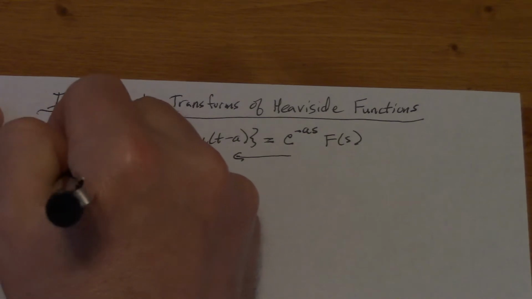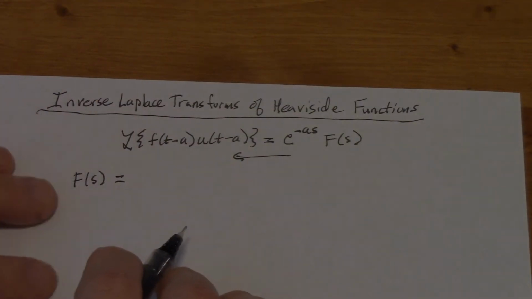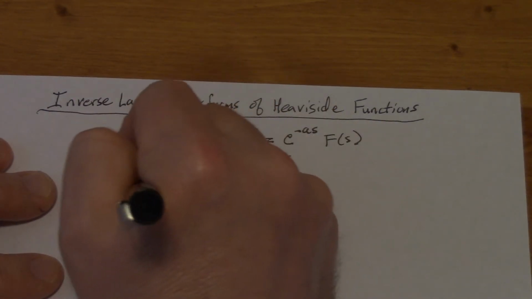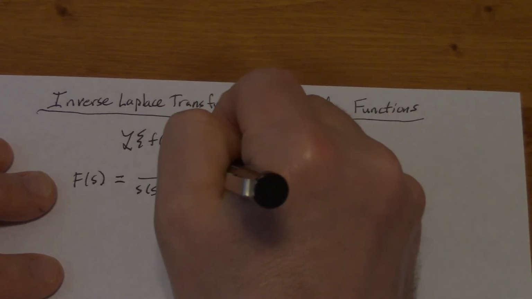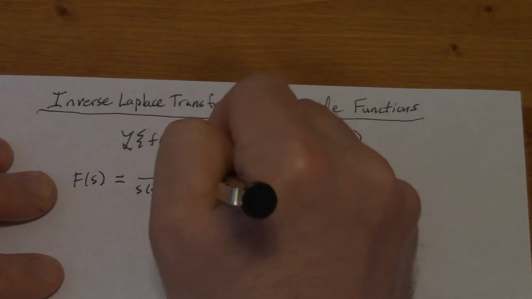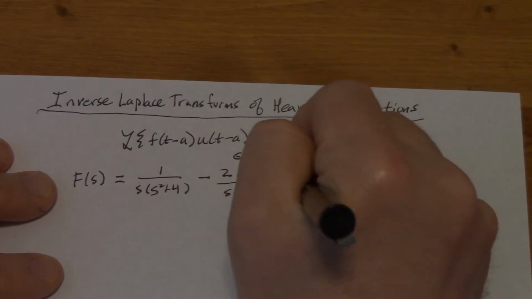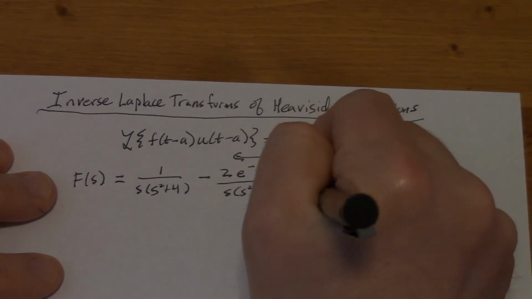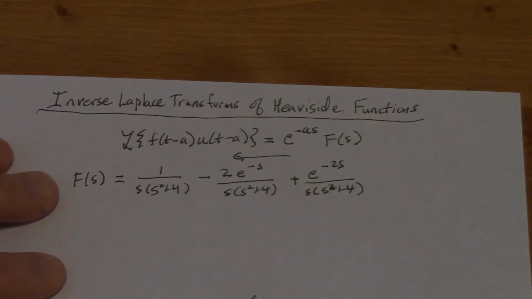Alright, so I took this problem out of the book. We have a Laplace transform that turned out to be 1 over s times (s squared plus 4), minus 2e to the minus s over s times (s squared plus 4), plus e to the minus 2s over s times (s squared plus 4). So this is what we're going to find the inverse transform for.